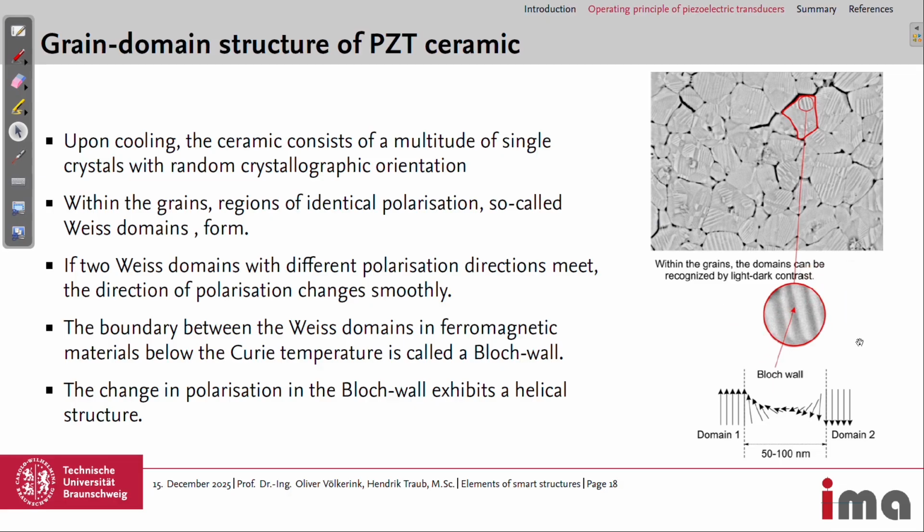The boundary between these Weiss domains, which only exists below the Curie temperature, is called the Bloch wall, and the change in polarization in the Bloch wall between these domains exhibits a helical structure. If we zoom in on this Bloch wall, we have here domain 1 and here domain 2. Here the polarization goes up and here down, and over lengths of 50 to 100 nanometers, the polarization direction of the crystals changes.